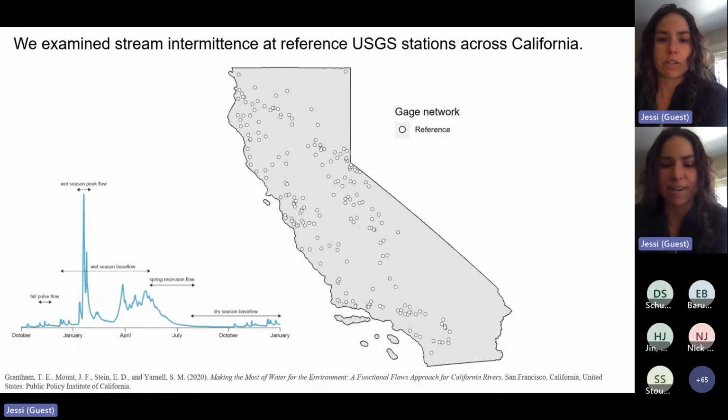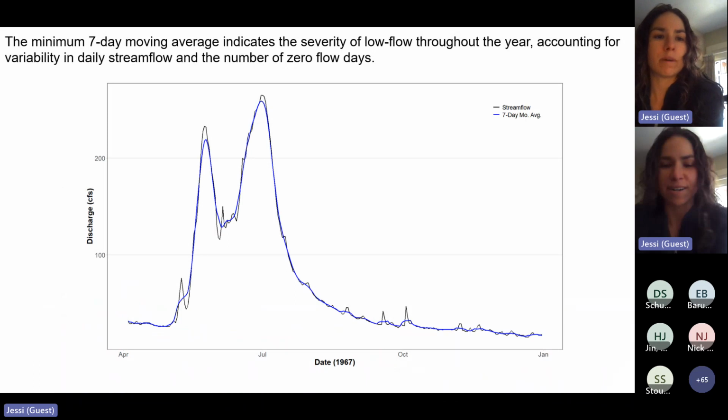So we use these gauges to look at the number of zero flow days, as well as another low flow metric, the minimum 7-day moving average, which is what you see here. This is discharge across a year, and the 7-day moving average is going to help us understand the lowest point of stream flow in a perennial stream, whereas calculating the number of zero flow days in an intermittent stream is going to give us an understanding of how long we have disconnection in those streams.